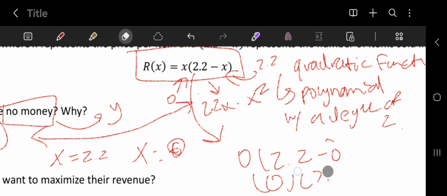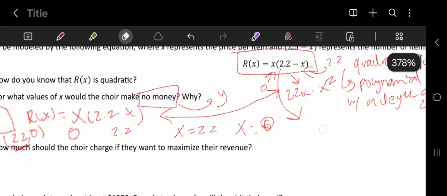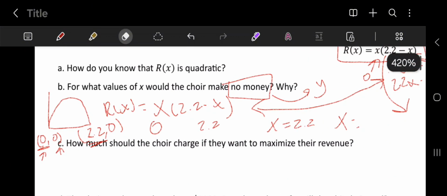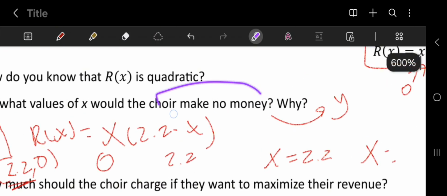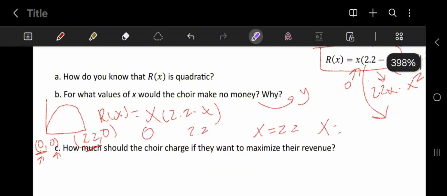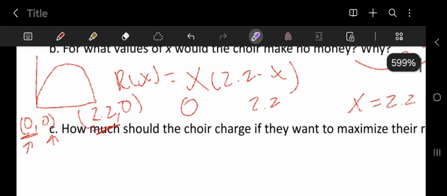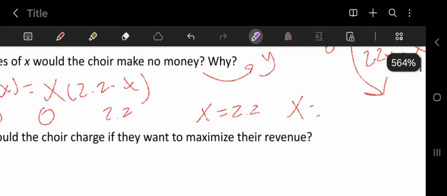So that was just asking us if we knew what the x values needed to be in order to make the y value 0, because the y value represents how much money the choir makes. And if they make no money, then y would be equal to 0. Okay, now on to question C. It's asking how much should the choir charge if they want to maximize the revenue.